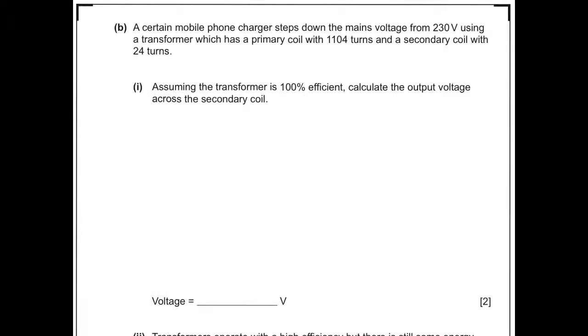Part B. A certain mobile phone charger steps down the mains voltage from 230 volts using a transformer which has a primary coil of 1104 turns and a secondary coil with 24 turns. Assuming the transformer is 100% efficient, calculate the output voltage across the secondary. So we need to use our turns ratio equation for this. NS over NP equals VS over VP. And so we know all of those things except the one VS that we're trying to find, the voltage at the secondary. So it's going to be NS VP over NP. And we just substitute into that from the numbers we have been given.